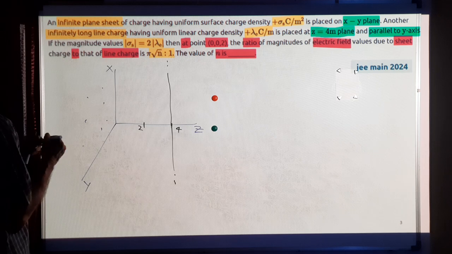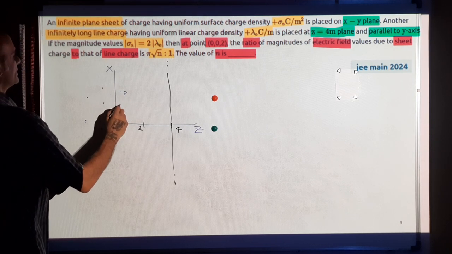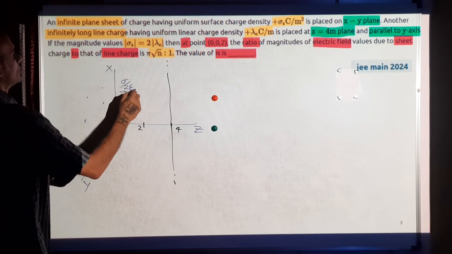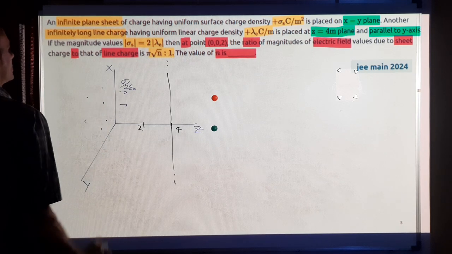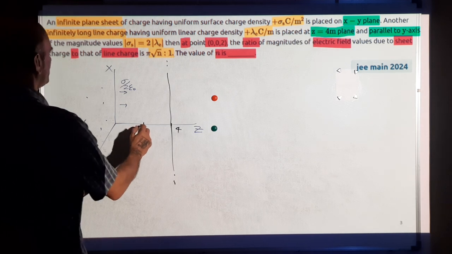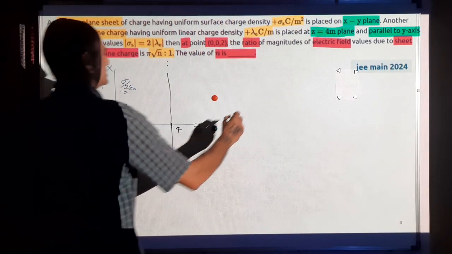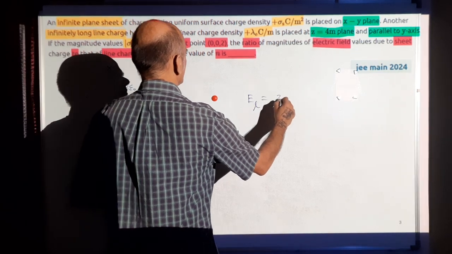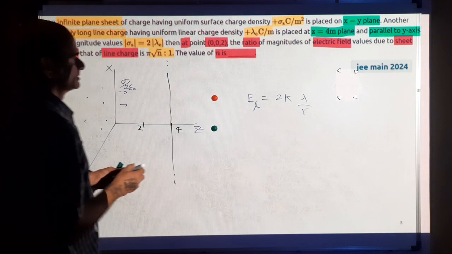so this sheet is infinite. So everywhere there will be an electric field which is uniform, of value sigma by 2 epsilon naught. This can be obtained by Gauss law. This is a result which we'll use here. So at this point, the electric field due to the sheet is this value, and due to your infinite line charge, the electric field value is 2k into lambda by r.